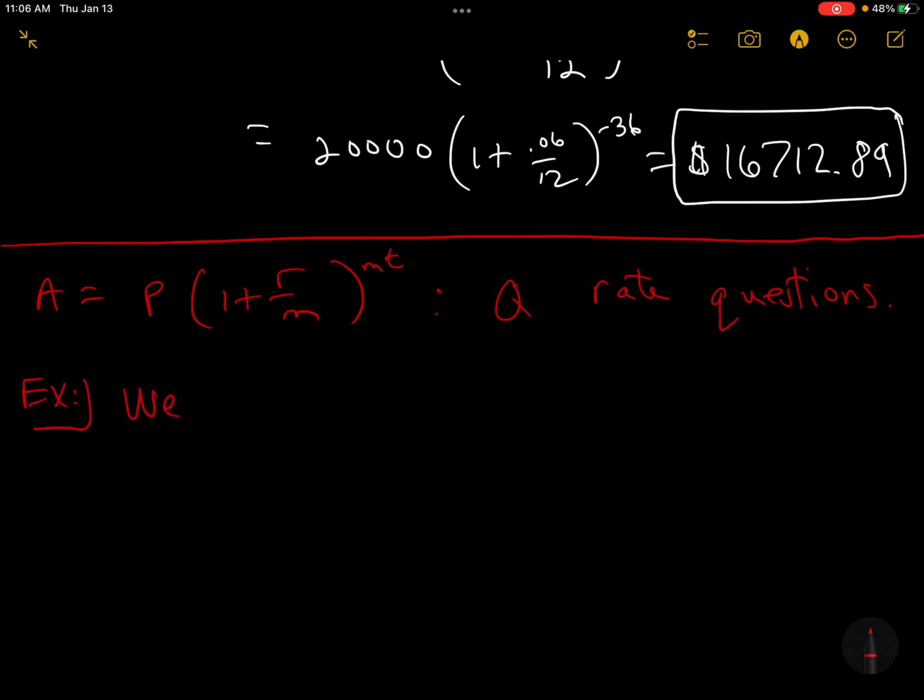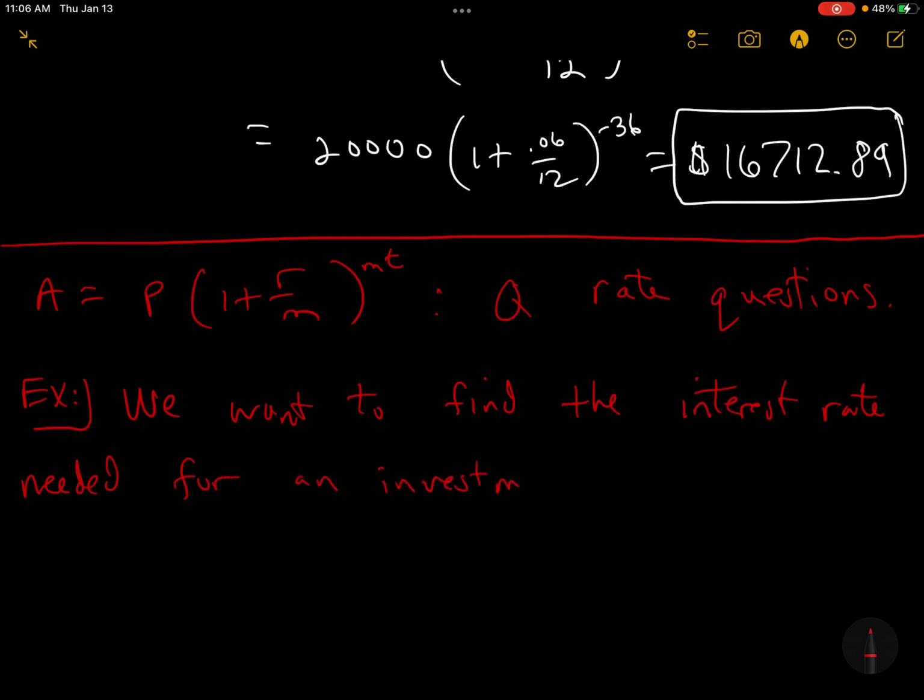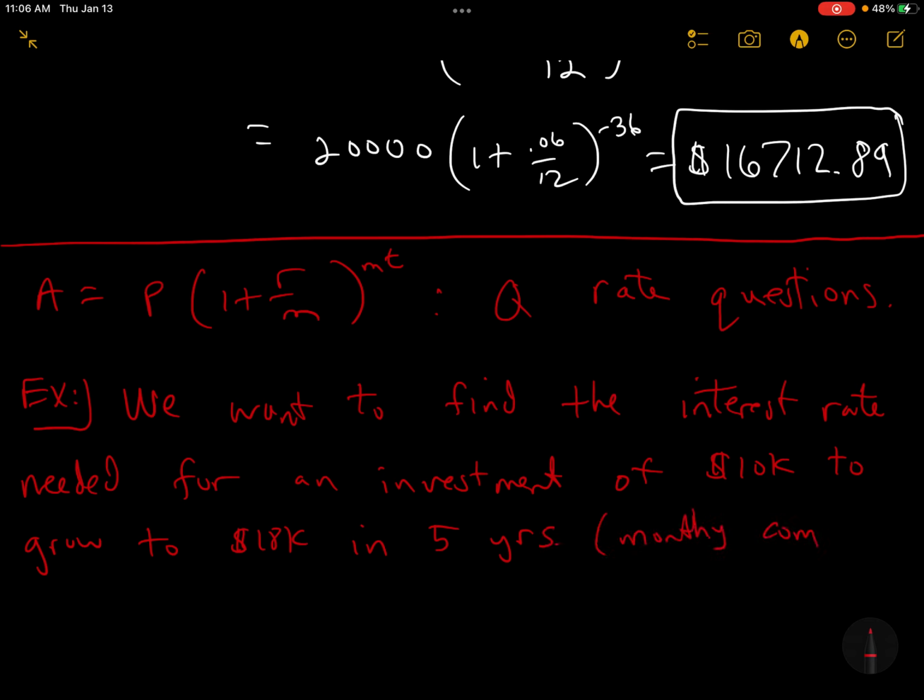We want to find the interest rate needed for an investment of $10,000 to grow to $18,000 in 5 years, and assume monthly compounding. Okay. So basically we're solving for R.